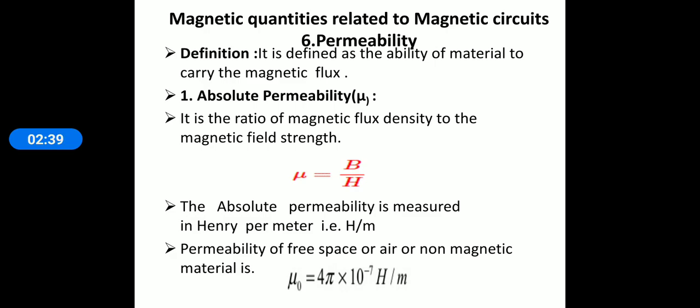The permeability of free space, air or non-magnetic material is denoted by mu 0 and it is given as 4 pi into 10 raised to minus 7 Henry per meter, and it is a constant. That is, permeability is nothing but the ability of a material to carry the magnetic flux.